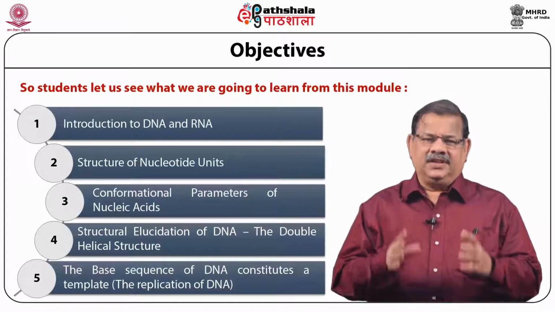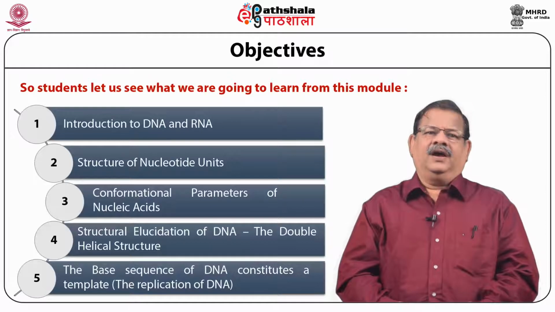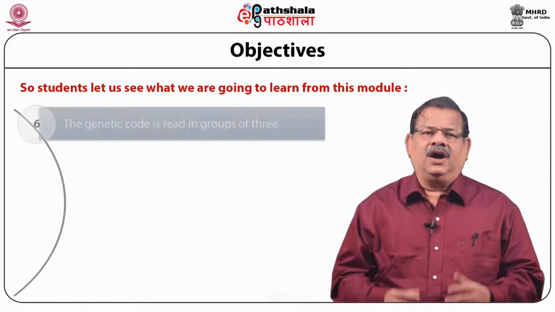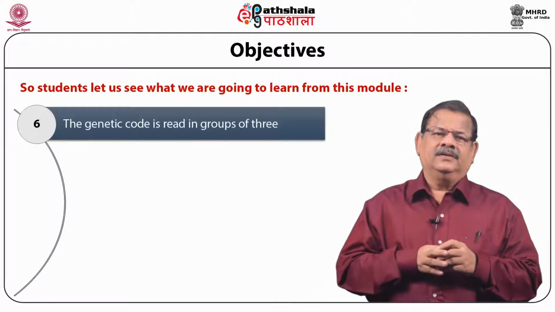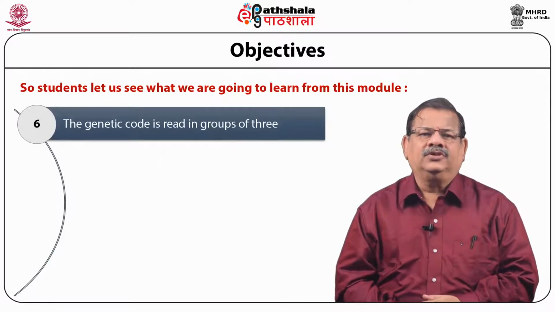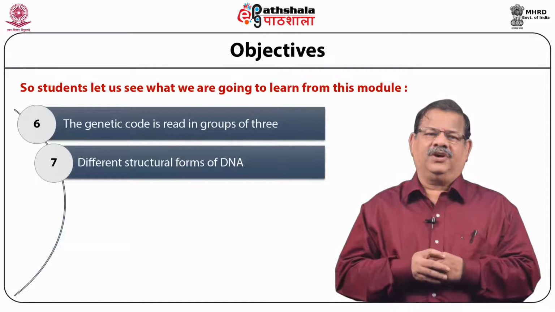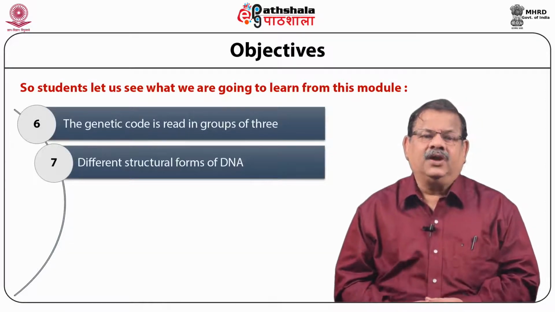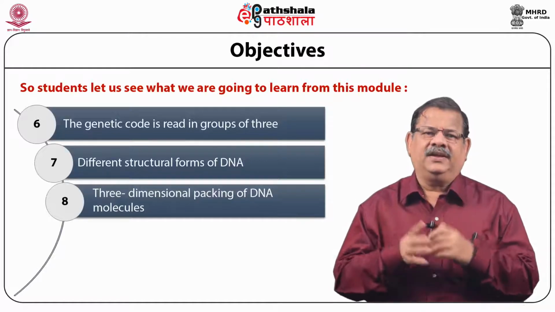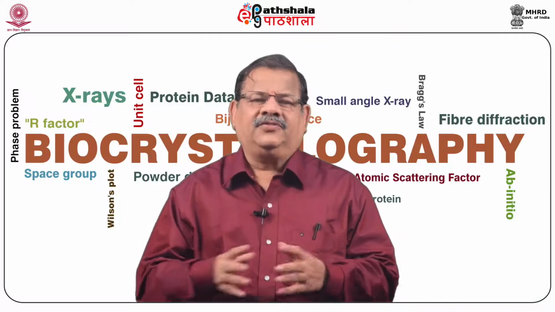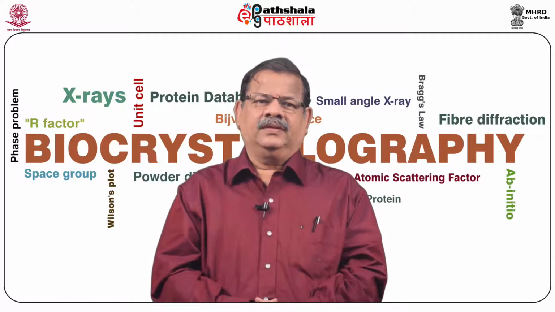Then we are going to learn about the base sequence of DNA, which constitutes a template, which is known as the replication of DNA. And we are going to learn how the genetic code is read in groups of 3. We are going to look into the different structural forms of the DNA and also how the DNA molecules pack in 3 dimensions. Let us first consider the nucleic acid.